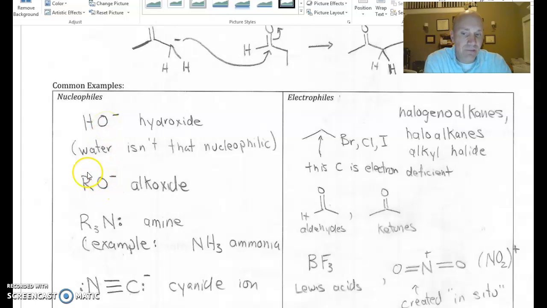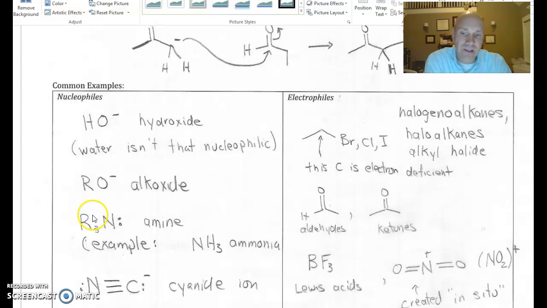The same thing could be said about the relationship between an alkoxide and an alcohol. All an alkoxide is, is an alcohol that's had its H+ removed. As the alcohol, it's not that nucleophilic. It's happy to just not interact with other things. But once you remove that H+, it wants to attack and make bonds with electrophiles.